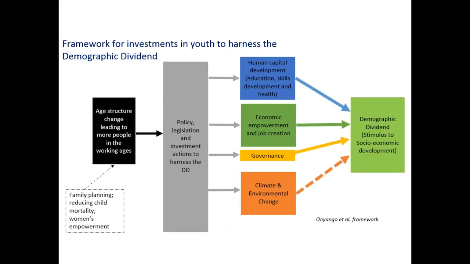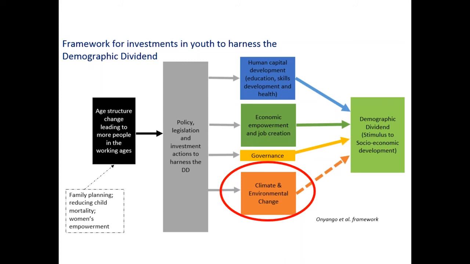So we are proposing that climate and environment change have to be a major pillar in conceptual frameworks to harness the demographic dividend. So you have your change in the age structure leading to more people in the working ages, and then you have the policy, legislation, and investment actions to harness the demographic dividend when you have that change in age structure. But then the pillars, in addition to human capital development, economic empowerment and job creation, and governance, climate and environment change have to be in that equation for people to actually think about maximizing their demographic dividend in view of what we are seeing, the dynamics in climate change, the dynamics in environmental degradation.